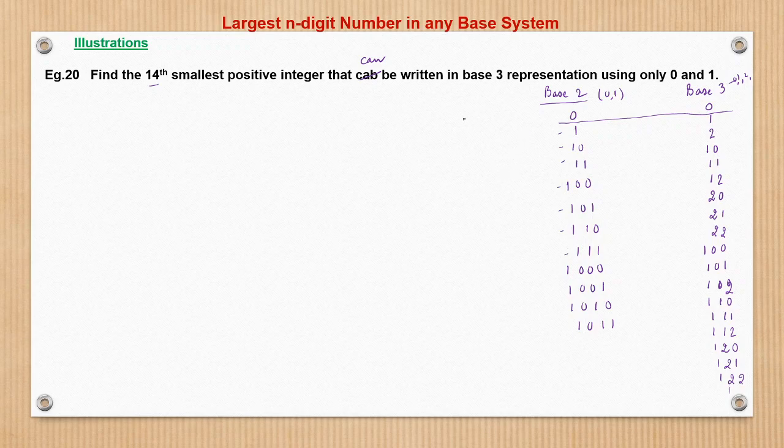So the 7th positive number in base 2 is what? That is 111, right? And now the 7th positive number in base 3 which only contains 0 and 1, right? So this contains 1, fine. 2 we will not take. The 7th smallest number in this series which only contains 0 and 1.